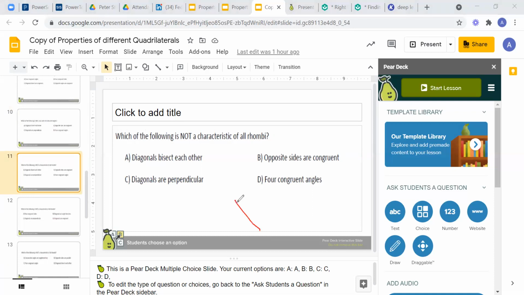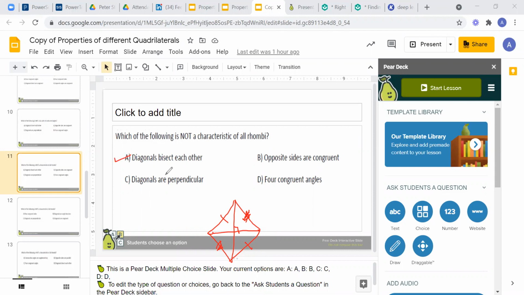Angela, this is a rhombus. In a rhombus, opposite sides are congruent, and each side measures the same, and the diagonals are perpendicular. So which one is the wrong answer here? Do the diagonals bisect each other here?